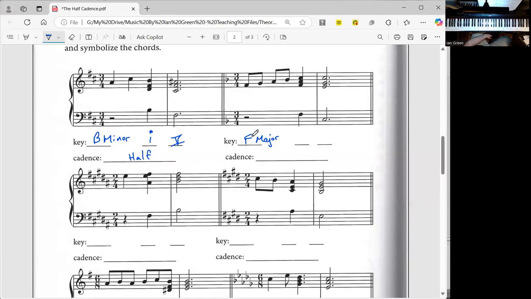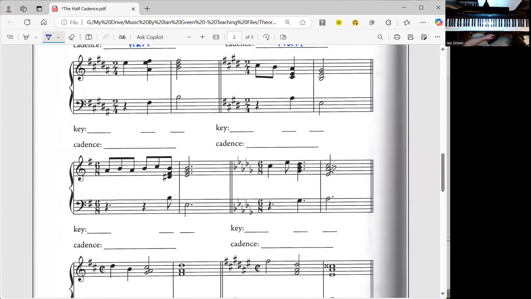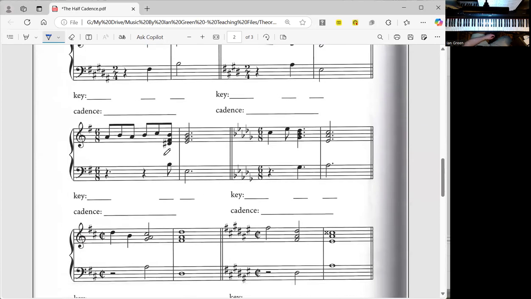So in this case now we're in the scale of F major, so we know that the F is going to be 1. And then C is the 5th note of the scale, so we have 1 to 5. So this is going to be also a half cadence as well. Now let's go to another example. Let's do this one here.